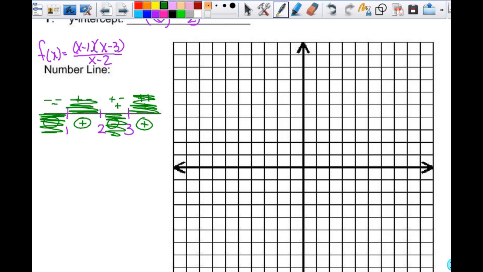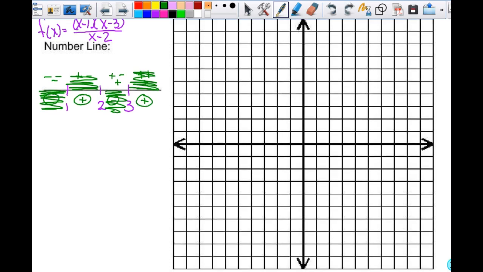Okay, so then let's plot everything we can. I have no holes. I have roots at 1 and at 3, and then a vertical asymptote at 2. I have a slant asymptote of y equals x minus 2. Very simple to graph because your slope is what? 1. And so you go to negative 2 on the y-axis, and then when your slope is 1, you can use the diagonals of the squares that are in the grid.